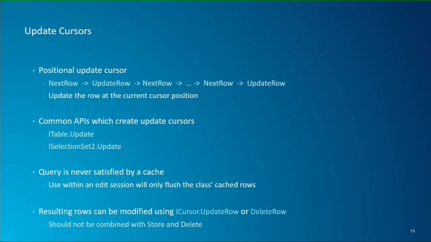Now, the rows that come back from an update cursor can be modified, but they're not going to be modified using the methods on the row object. Instead, they will be modified using the methods on the cursor object itself, because it is a positional update cursor. So you would call either update row or delete row on the update cursor object itself. And you cannot combine those with store and delete, okay?